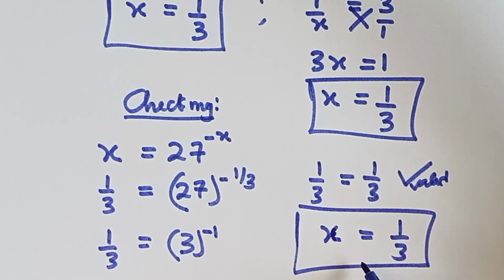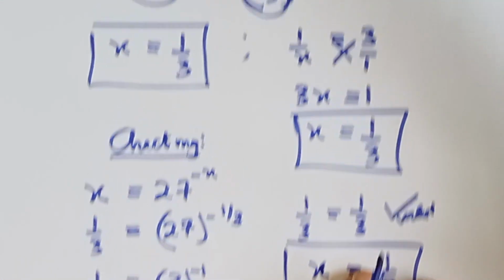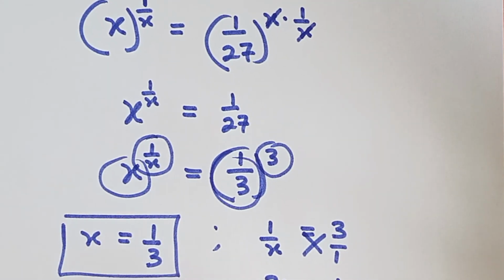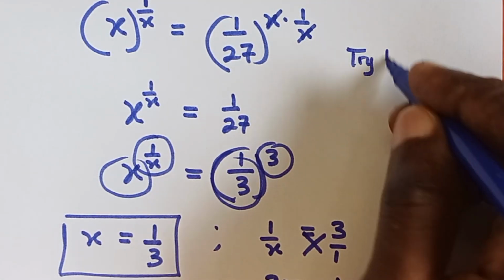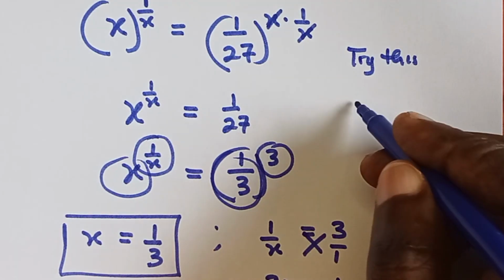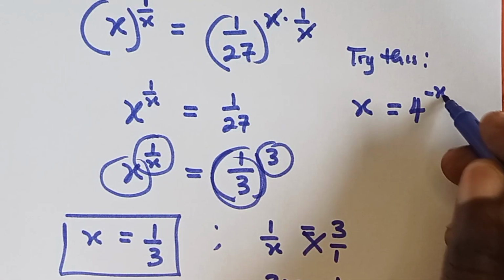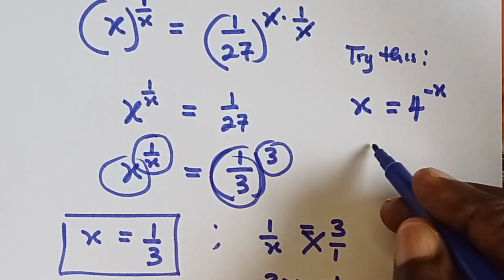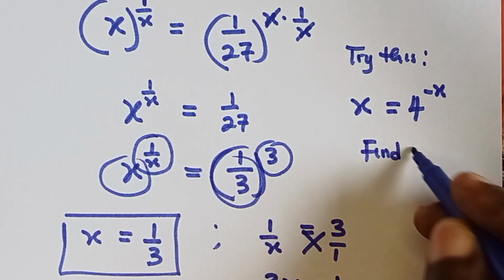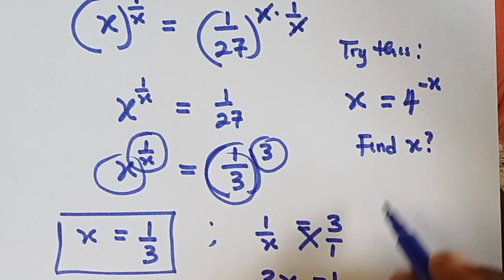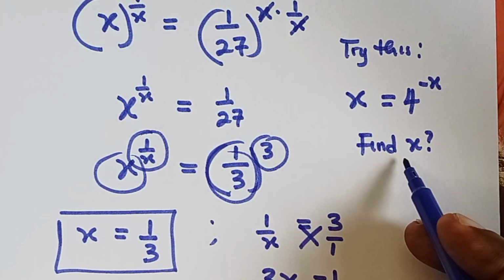You can see that we didn't use the Lambert W function and we didn't use logarithm. So let's solve something very similar to this. Let's try this: we have x equals 4 raised to power minus x. Let's find x, and write your answer in the comment section.